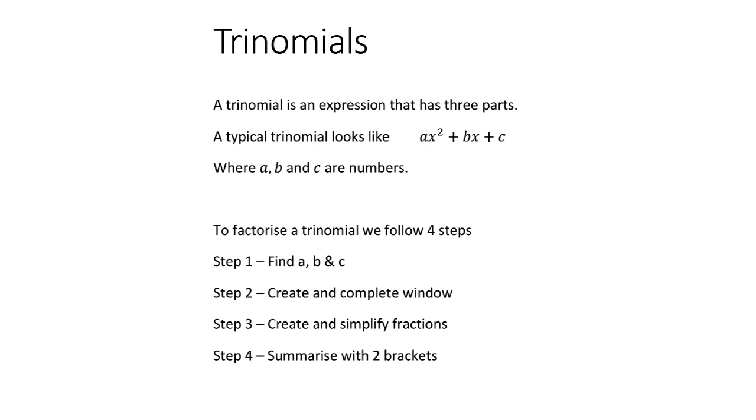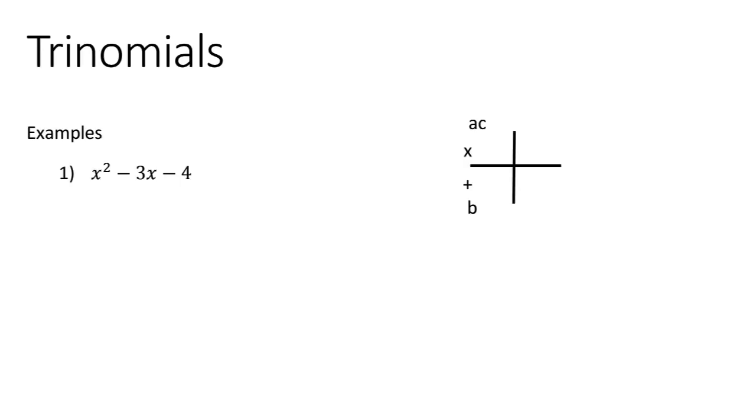To factorise a trinomial, we follow 4 steps. Step 1 is find or state A, B and C. Step 2 is create and complete your window. Step 3 is create and simplify fractions. And step 4 is summarise with 2 brackets. So let's look at some examples.